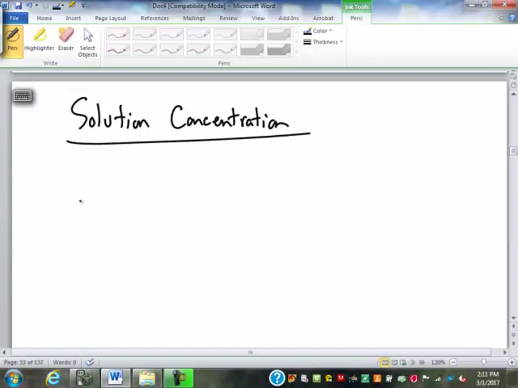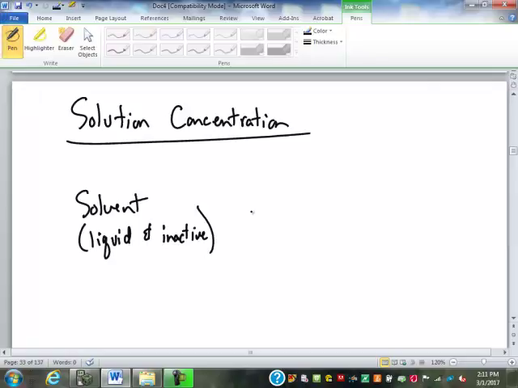Now, a solution is made up of two parts. There's a solvent, and the solvent is usually a liquid, and it is usually inactive. Think of a simple solution like a salt water solution. In a simple salt water solution, the solvent would be the water, and it has no activity to it. There's no significance to it. Then there's the solute, and the solute is usually the active ingredient.